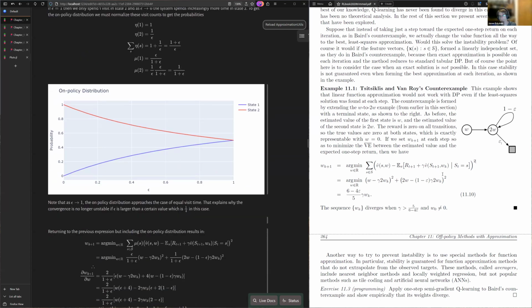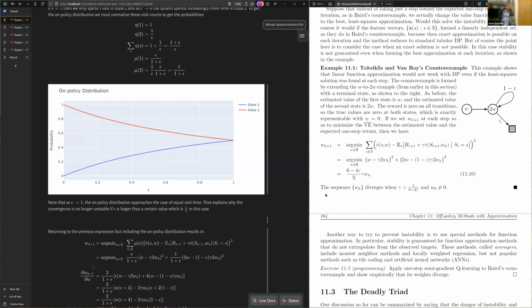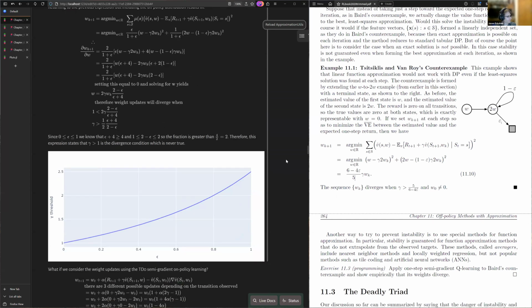Sorry, the only time it's equal is when epsilon is 1, not 0. And clearly, when epsilon is 1, this value ends up being 2/5 times gamma, and then gamma has to exceed 1. So we're back to the case where it's not a problem anymore.